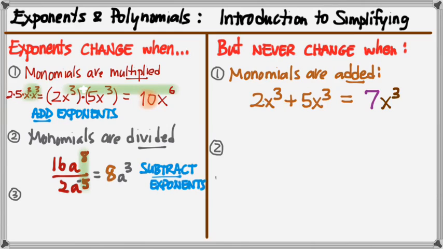Playing the opposite game one more time. If exponents don't change when monomials are added, then when else do they not change? Right, when monomials are subtracted.